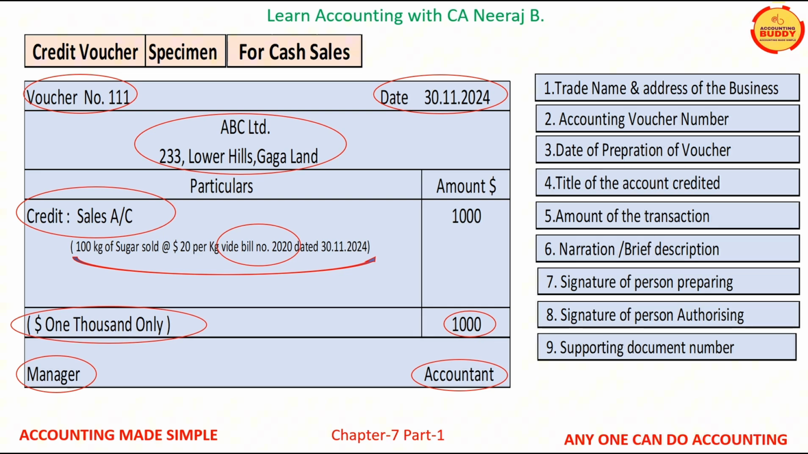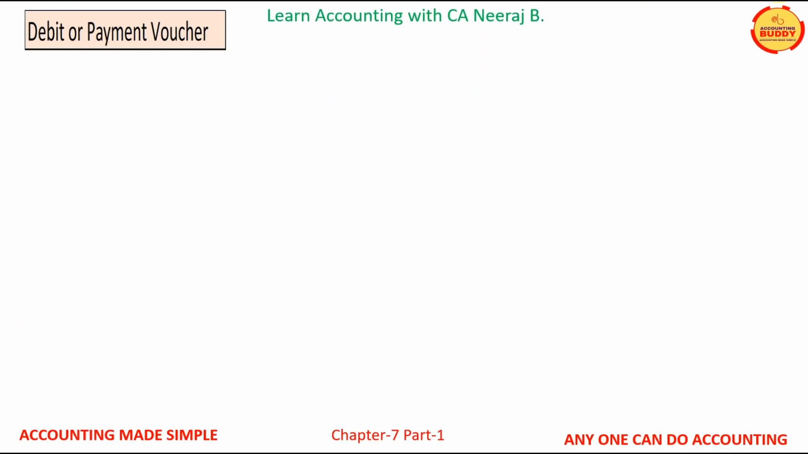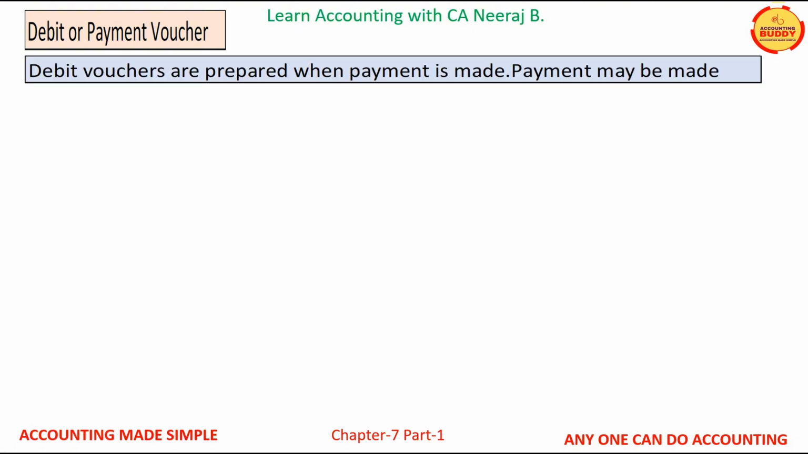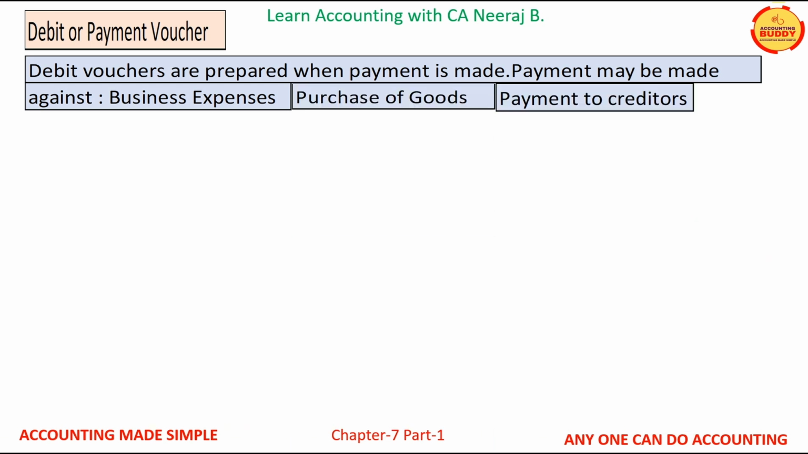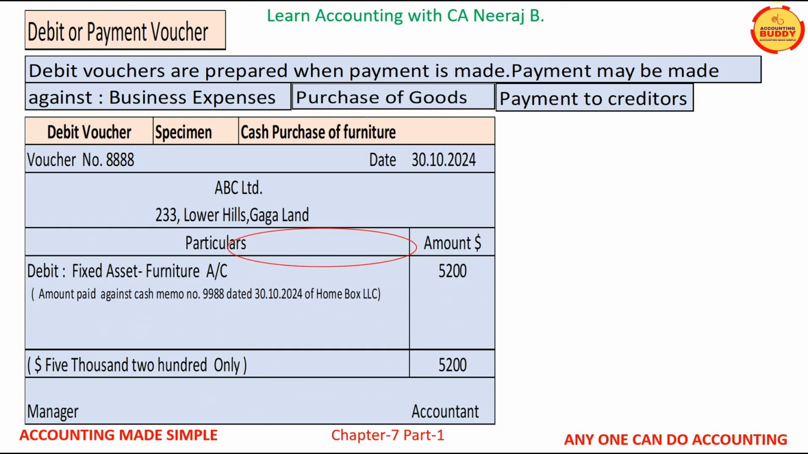Let us now learn about debit voucher. Debit voucher is prepared when payment is made. Payment may be made against business expenses, purchase of goods, payment to creditors. Let us learn more about debit voucher with the help of a specimen of a debit voucher for cash purchase of furniture displayed on your screens.